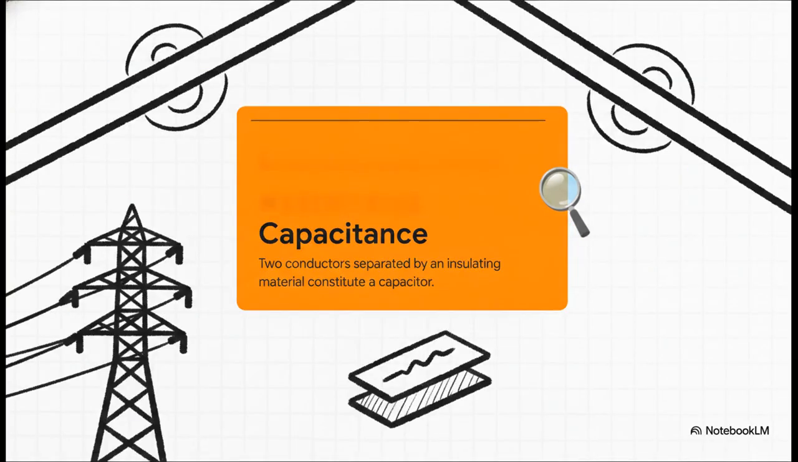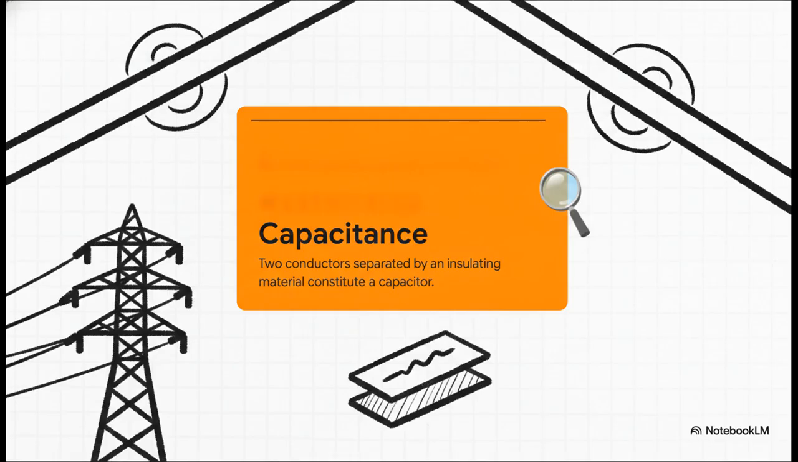The third parameter is capacitance. Now, a capacitor is naturally created whenever you have two conductors separated by some kind of insulating material. So, in the case of a giant overhead transmission line, what exactly is the insulator? Well, it's the open air itself. Because these high-voltage lines are separated by nothing but air, capacitance naturally exists between any two parallel conductors just hanging out there on the towers.